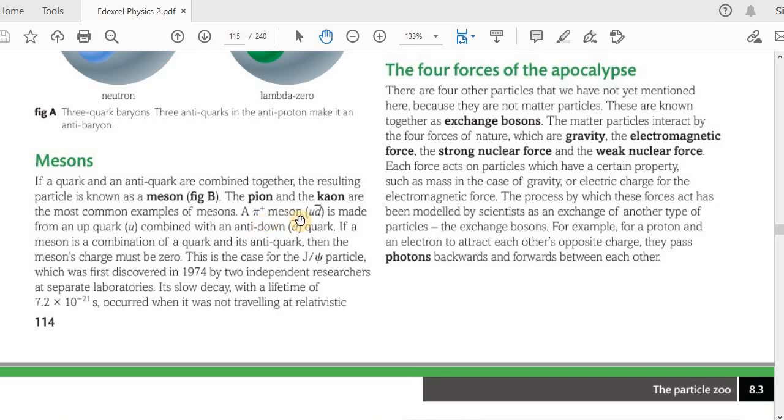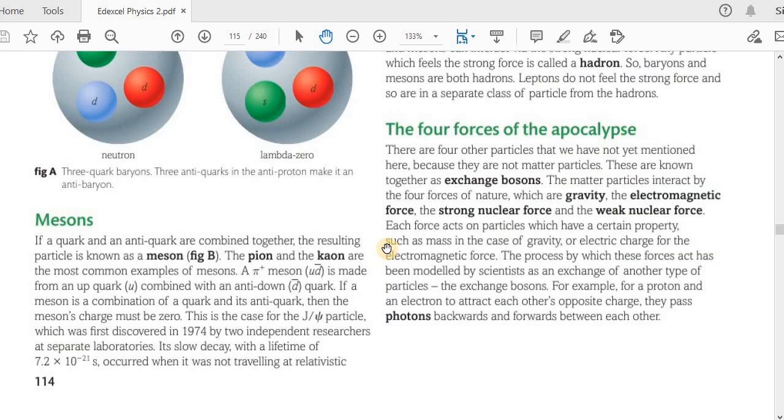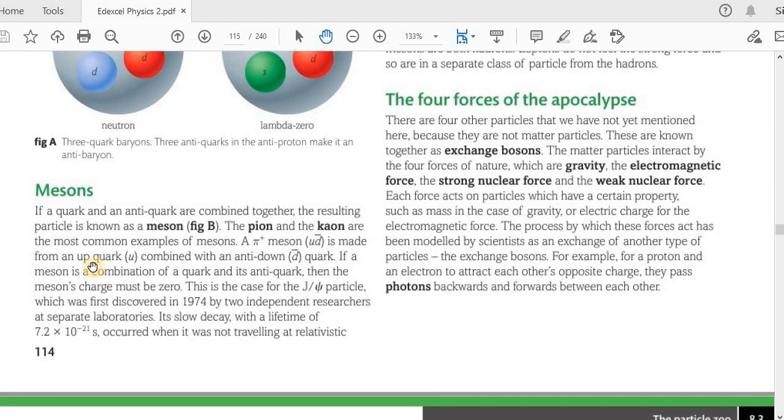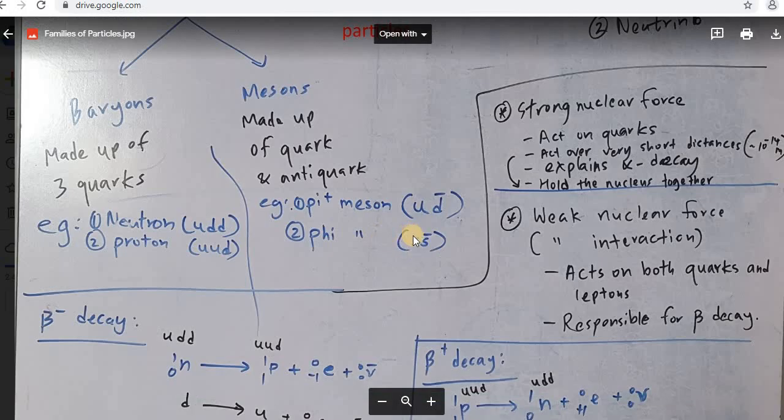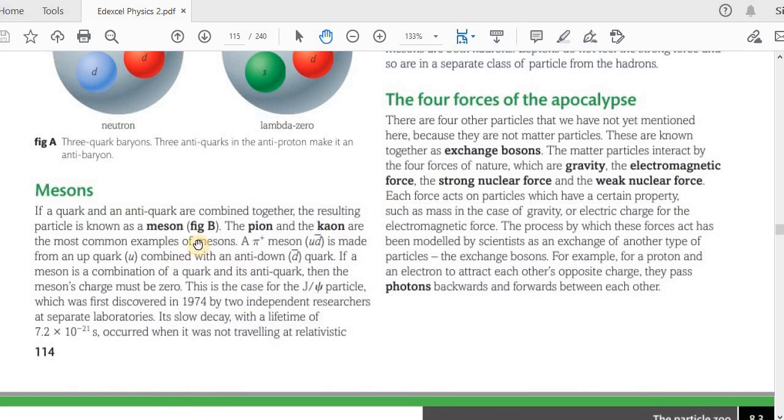The pi plus meson is made up of an up quark combined with an anti-down quark. If a meson is a combination of a quark and its anti-quark, then the meson's charge must be 0. You saw that over here: it's the quark and the anti-quark of that quark. Anti-quark means the charge will be opposite, so here the total charge is 0. That's what they mean by this sentence.